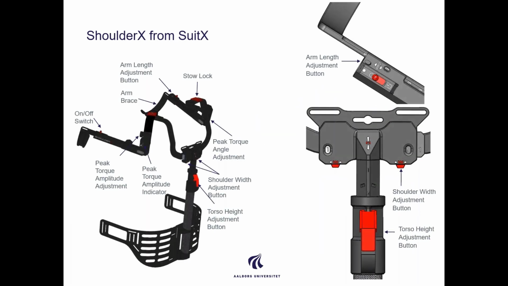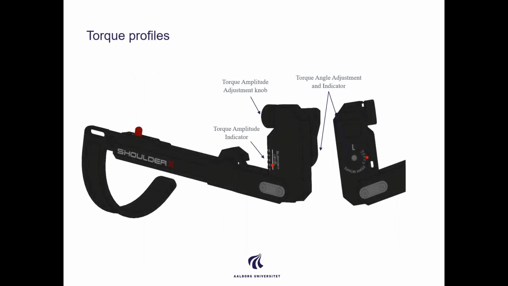So I would like to talk to you about how the exoskeleton works. So you can adjust the arm length from 1 to 7. And you can adjust the width of the shoulders as well as the torso height. And then it, of course, has some sort of locking mechanism that you can use to lock the exoskeleton in place when you're not using it. And then, of course, you have the arm brace and an on and off switch. But most importantly for what we did is this mechanism of peak torque amplitude and torque amplitude indication. And I'll talk to you a little bit more about that.